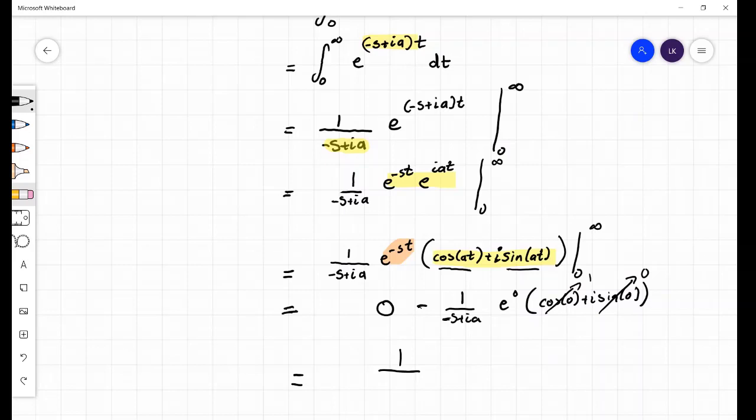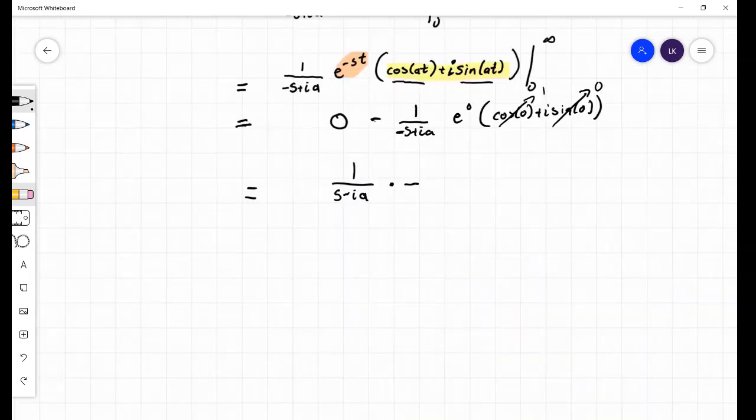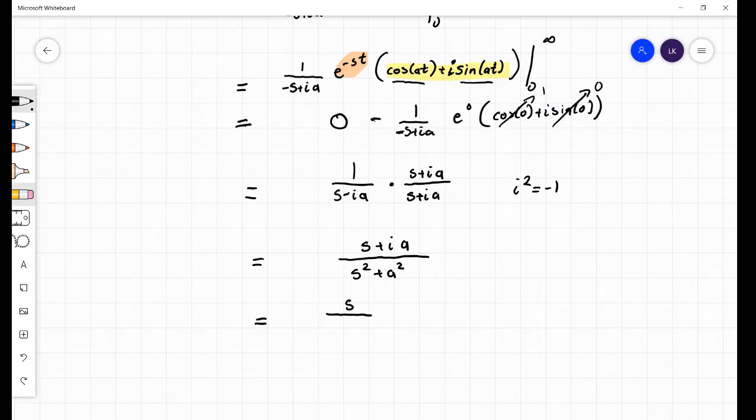Now I'm just going to write that in the standard form of a complex number, real part plus i times the imaginary part, by multiplying the top and bottom by the conjugate. In the denominator, we get s squared plus a squared. You can do the algebra and distribute and see, because i squared is negative 1, what would happen. And in the numerator, we get s plus ia. We can break that up into a real part plus i times the imaginary part.